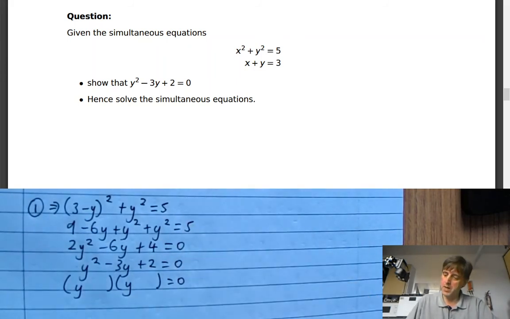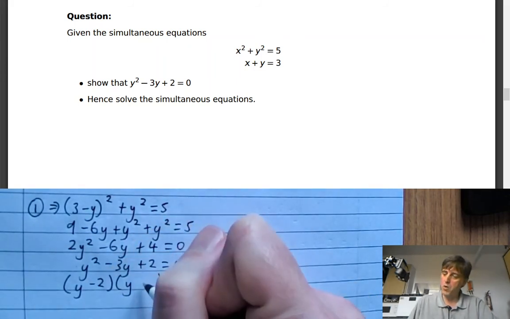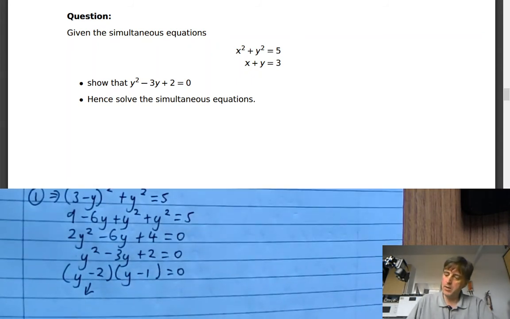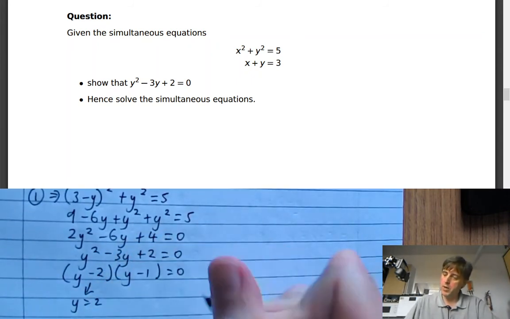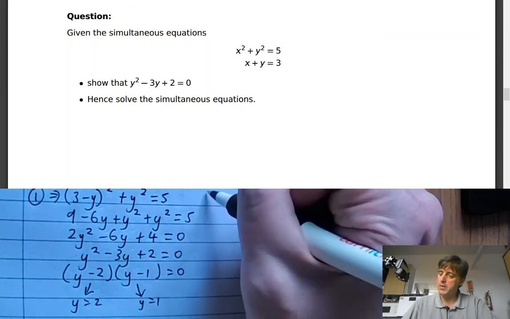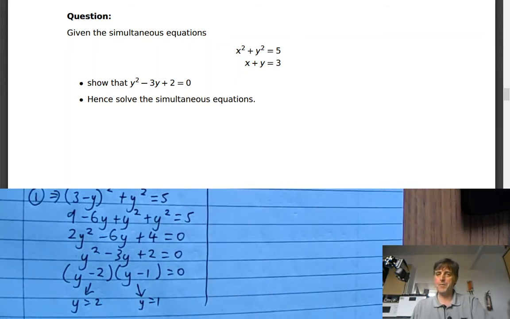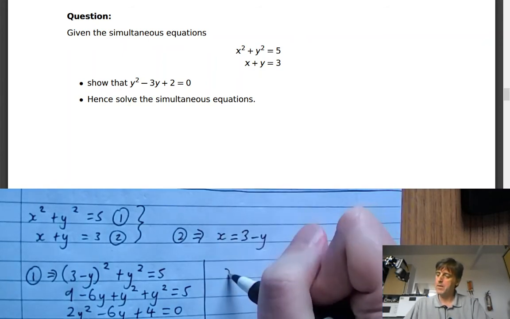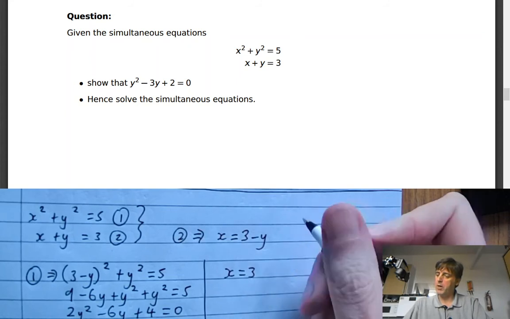We end up with (y minus 2)(y minus 1), which leads us to y equals 2 or y equals 1 as the two possible values of y. Okay, we're not done yet though, because we need to find the corresponding values of x. Let's move the paper back up so we can see: x, of course, equaled 3 minus y. That came from rearranging that second equation.